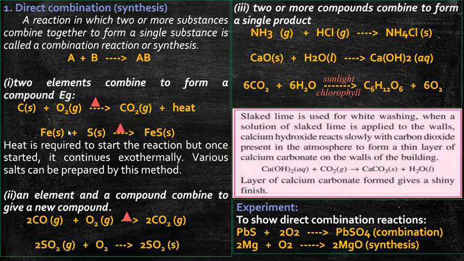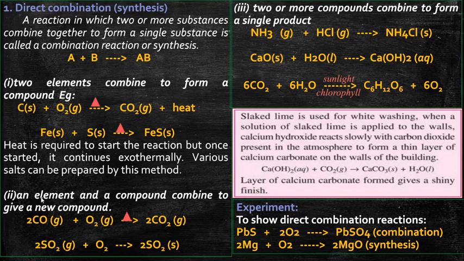Another example is Fe, that is iron, an element, which reacts with sulfur and produces, under heating, FeS, iron sulfide. So for these kinds of reactions, heat is required to start. But once it has started, it continues exothermically, which means it releases some amount of heat energy. Through this method, various salts can be prepared.